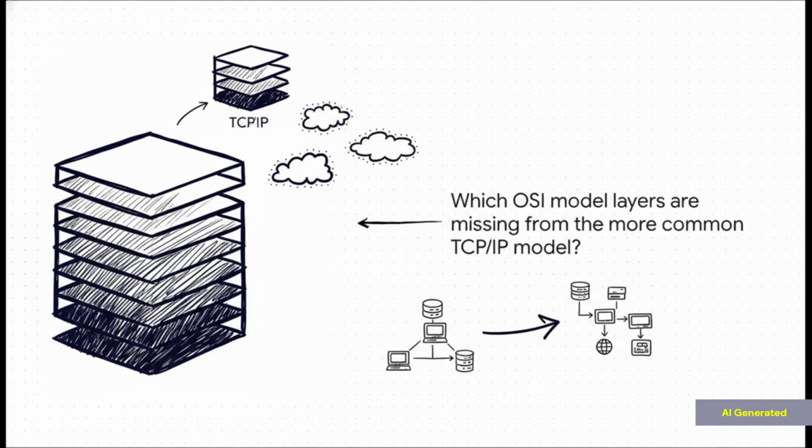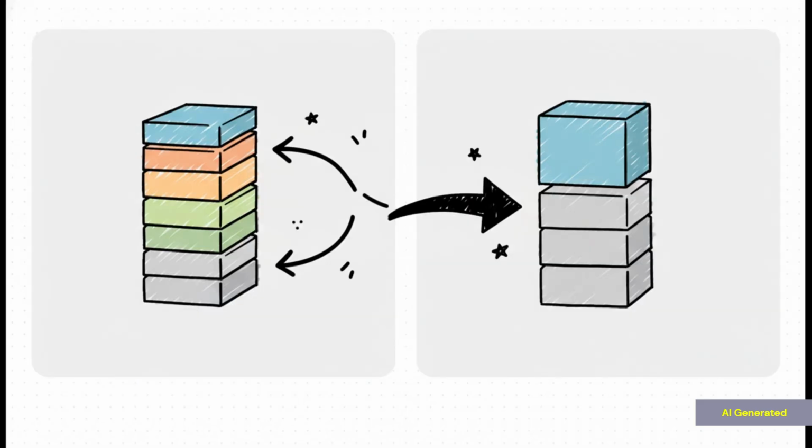There's the theoretical 7-layer OSI model, and then there's the more practical TCP/IP model, which is what the internet actually uses. The question wants to know which layers from that big OSI model got sort of squished together in the TCP/IP model. Here's the deal. The OSI model is super detailed, with 7 distinct layers. 2 of those are the session layer, which manages the conversation between computers, and the presentation layer, which handles data formatting.